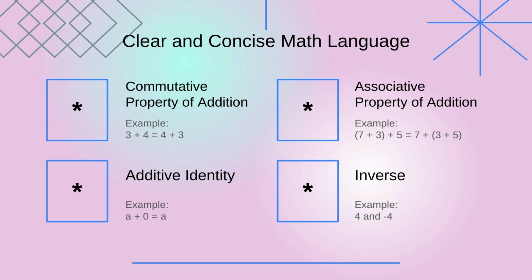So I think that having those clear and concise definitions and properties in your back pocket can be helpful not only for student engagement, but for helping students explain their math reasoning clearly and concisely.